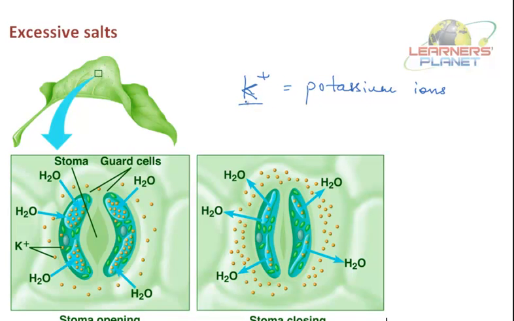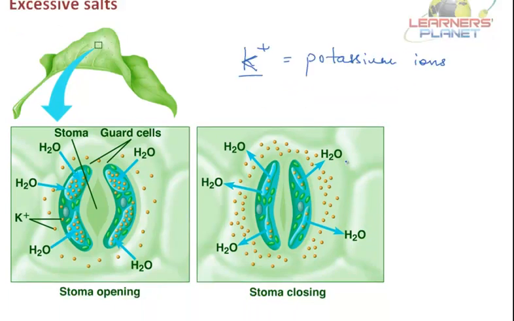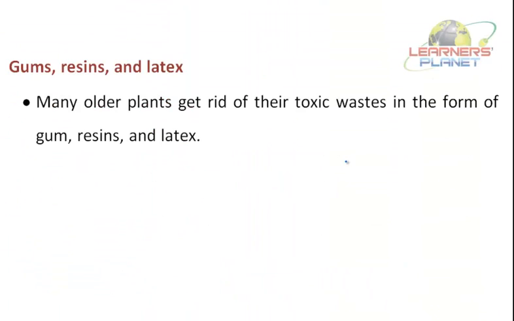If there is a high level of salts present in water or in the soil, these usually get deposited in plants as crystals. So to avoid being deposited as crystals, excessive salts need to be removed out. Other than this, gums, resins and latex also are the excretory products. Like many older plants, they get rid of their toxic wastes in the form of gum, resins and latex.